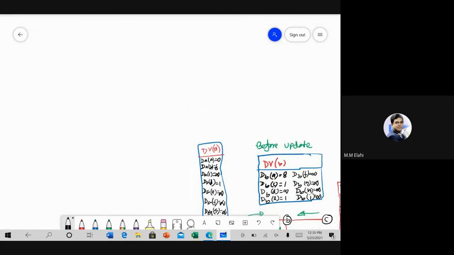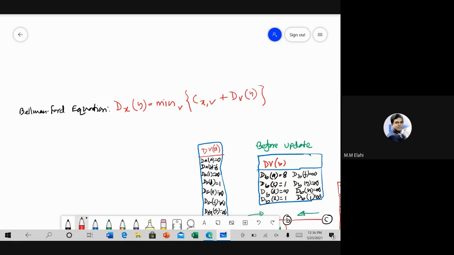So Bellman-Ford, this is the equation invented by those gentlemen. So we call it Bellman-Ford equation. The equation is, if we write down, dx to y equals the minimum over v of c x to v plus d v to y.